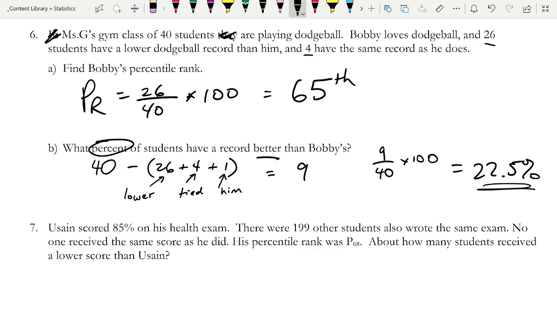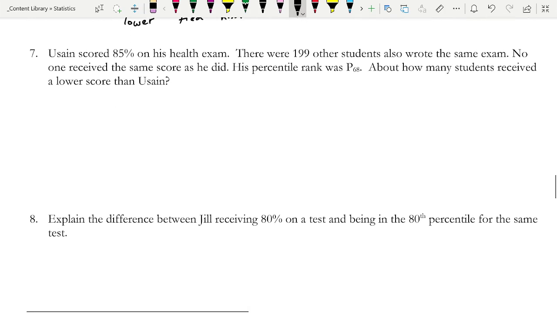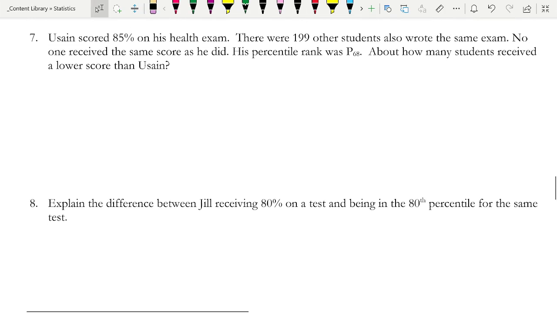All right, next. Usain scored 85% on his health exam. There were 199 other students also who wrote the same exam. No one received the same score as he did, so no ties this time. His percentile rank was 68. How many students received a lower score? Ooh, algebra.